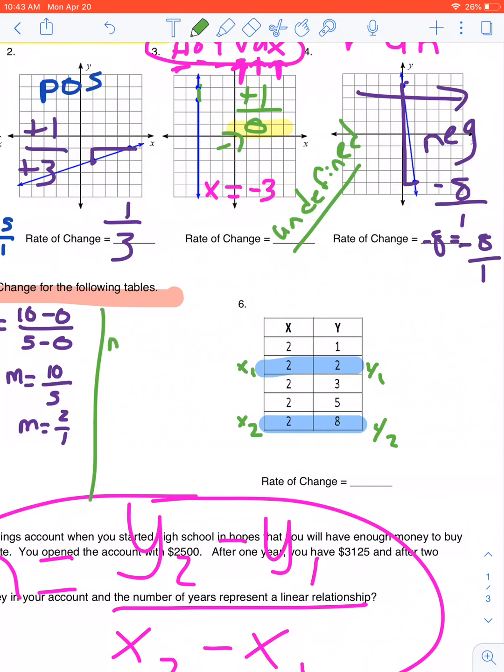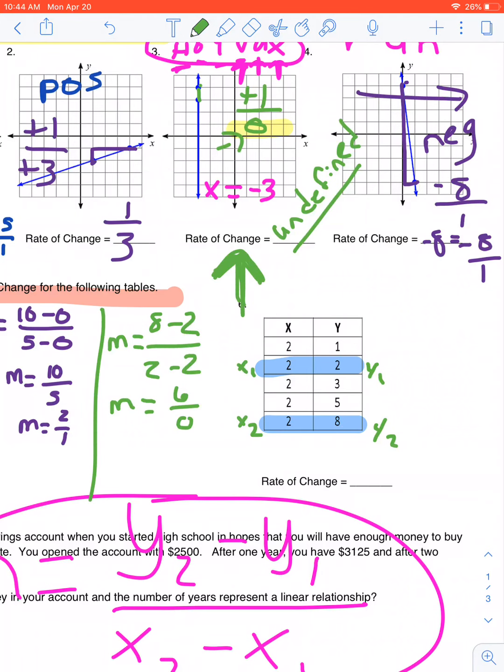So I get m equals y2, which is 8, minus y1 over x2 minus x1. Again, your y's need to be on top and your x's need to be on bottom. So 8 minus 2 is 6, and 2 minus 2 is 0. I can type that in my calculator and it's going to give me an error, undefined, because number 6 is very similar to the problem right above it. It's going to be a vertical line where x equals 2.